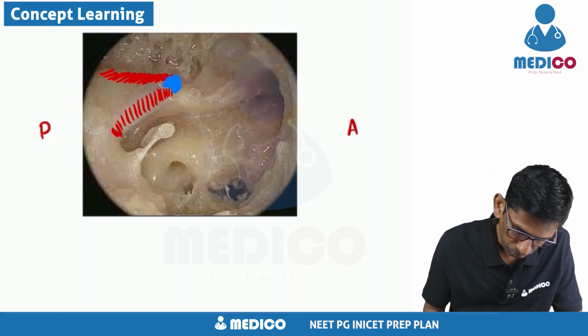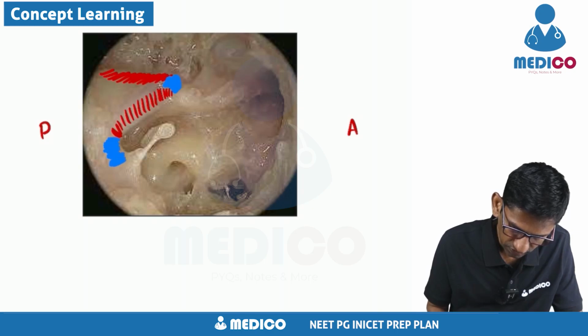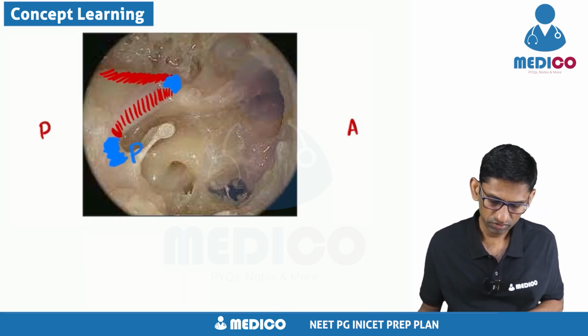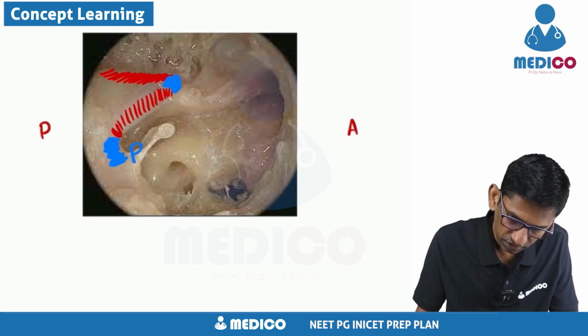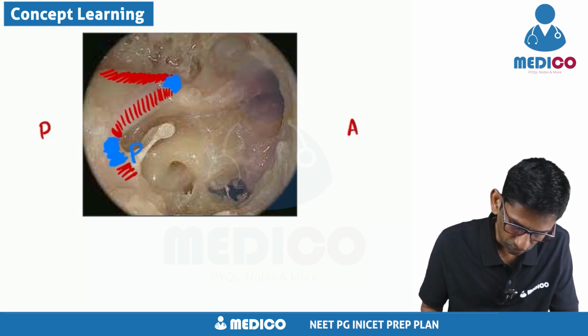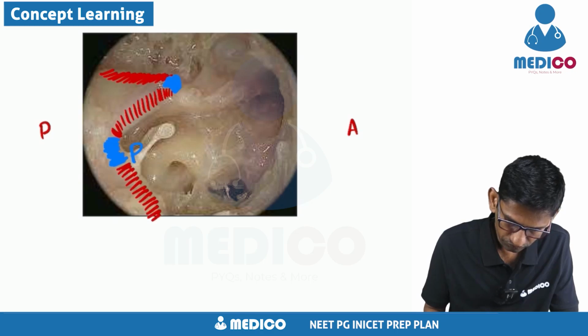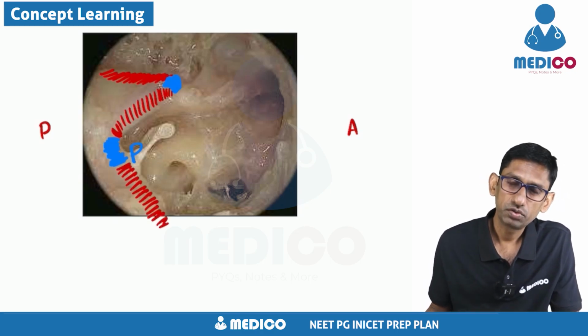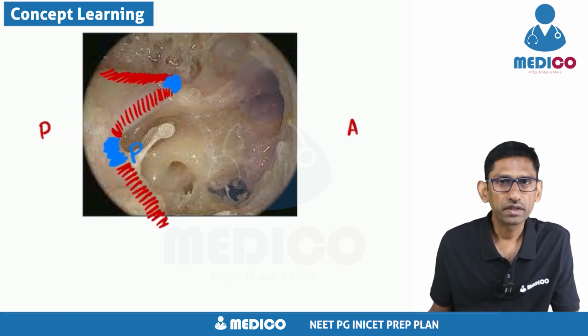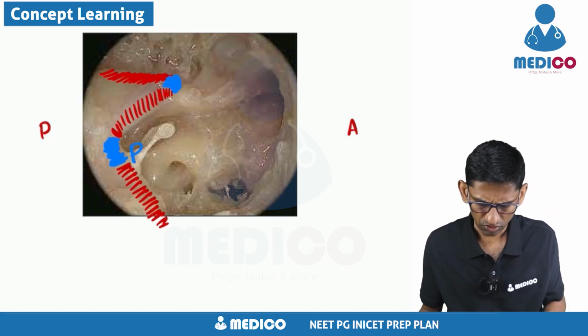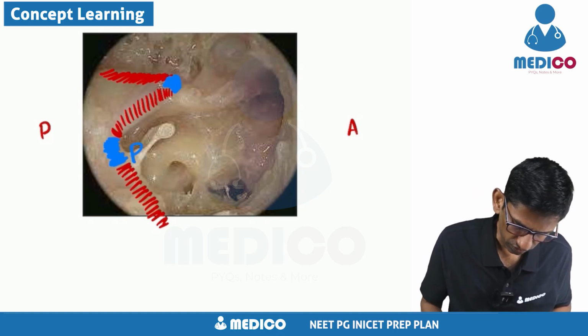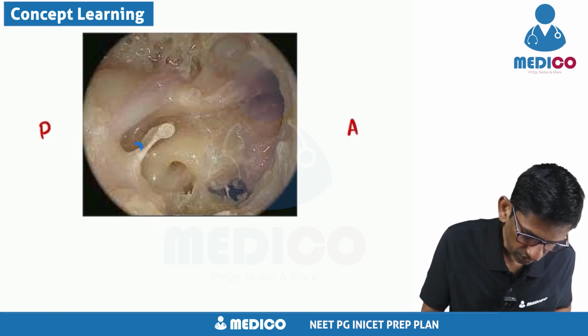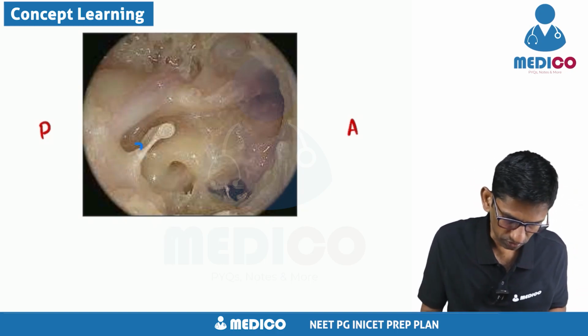From the horizontal part, it takes the second genu, second curvature, at the level of the pyramidal process. Please remember that is the pyramidal process in the posterior wall. And from that area, it takes the vertical part of the facial nerve. So this is the orientation of the facial nerve: the labyrinthine, first genu, horizontal segment, second genu, and the vertical segment or the mastoid segment. So this is about the facial nerve orientation. And this is how it looks like in the real anatomical picture. Okay.